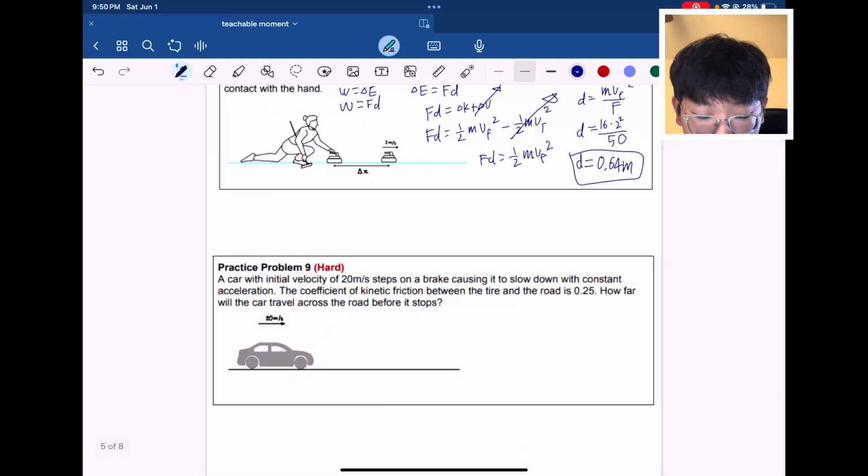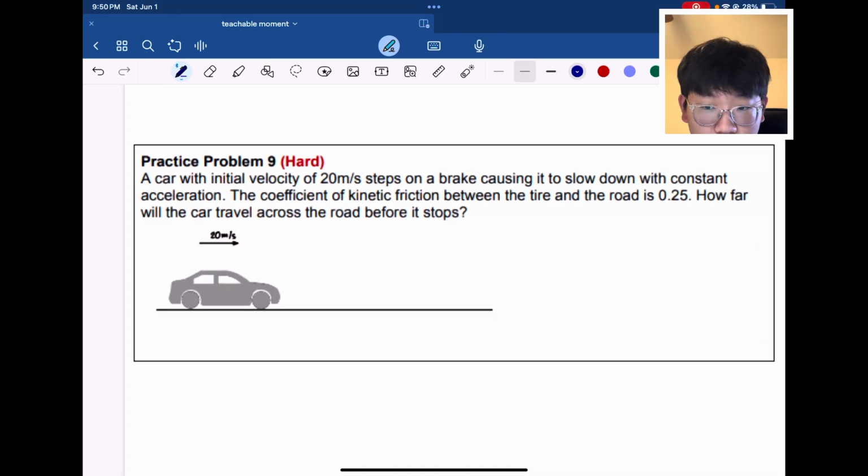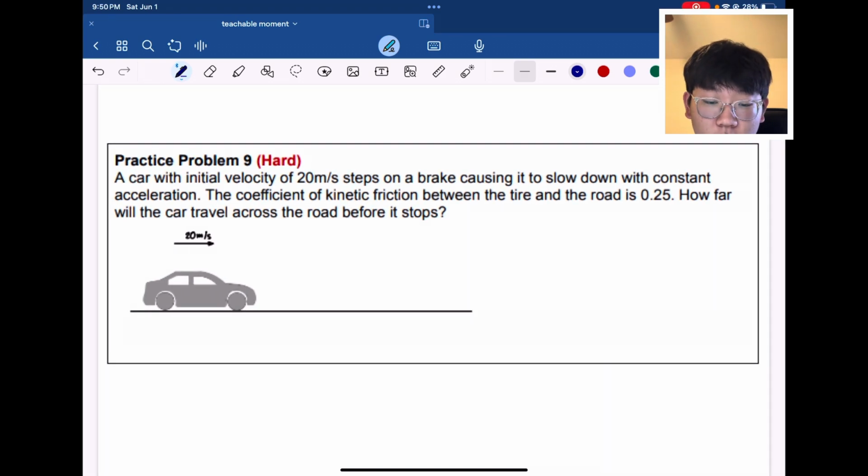Alright, this one's also similar, but let's just read the question first. A car with initial velocity of 20 meters per second steps on the brake, causing it to slow down with constant acceleration. The coefficient of kinetic friction between the tire and the road is 0.25. How far will the car travel across the road before it stops? There's a friction force, and the system is going to slow down, which means we're going to have to use non-conservative force.